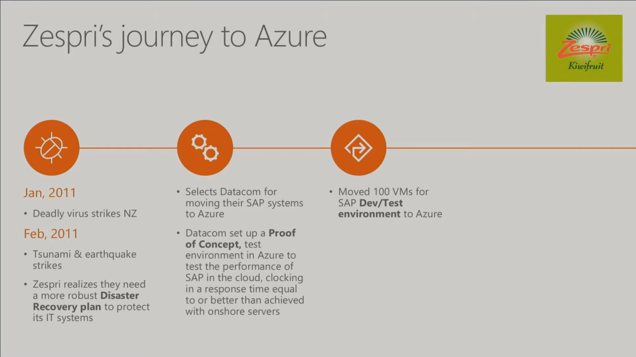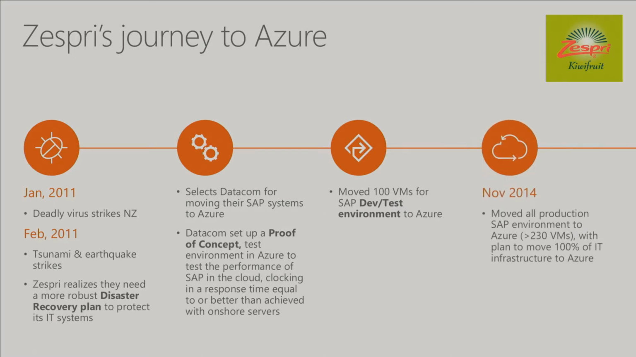As I mentioned before, this is one of the most common starting points, right? So then they did a dev test scenario testing. They looked more deeper into performance numbers, and they were super satisfied. And after that, what they did was they moved their entire SAP environment on to Azure. And they plan to move their entire IT infrastructure to Azure soon as well.